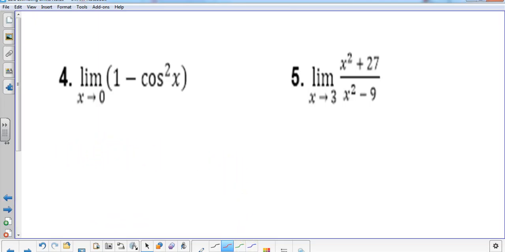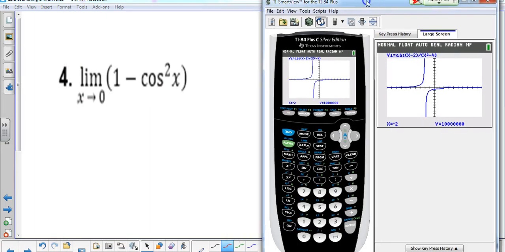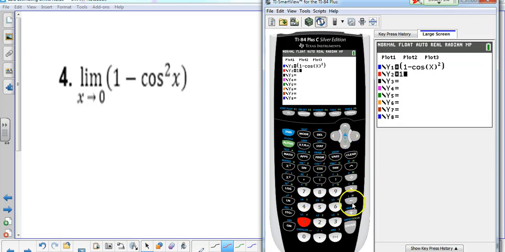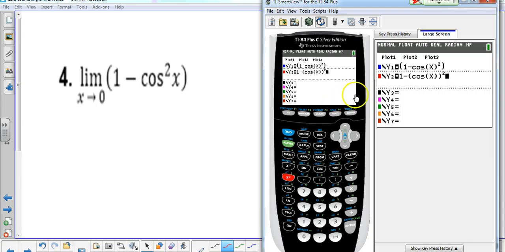All right, this is a trig one. So I'm going to put in 1 minus the cosine of x squared. It's in parentheses, it actually doesn't need to be. You can put it on the outside of the squared like that. I usually type this 1 minus parenthesis cosine of x, parenthesis and square that, but it's the same thing as you'll see in a second here.